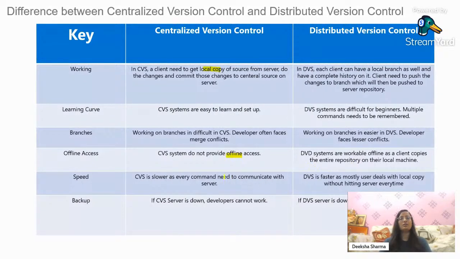It is comparatively slower. Why? Because every time you are communicating through the server, you are putting the data in the server and taking data from the server. That's why it will be comparatively slow compared to your DVCS. And here, if the server goes down, then the developers will lose the whole code, so the developer cannot work. But in the DVCS, the developer can also work with the local copies even if the entire server goes down. These are some common examples that we have.